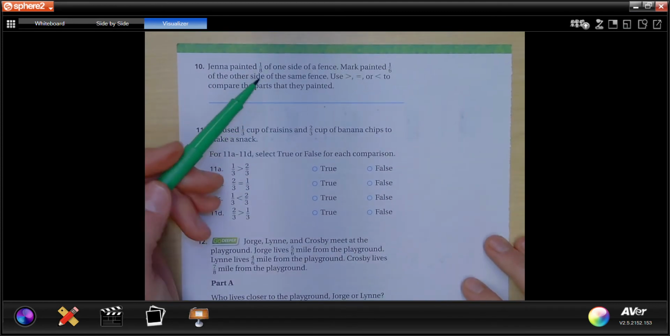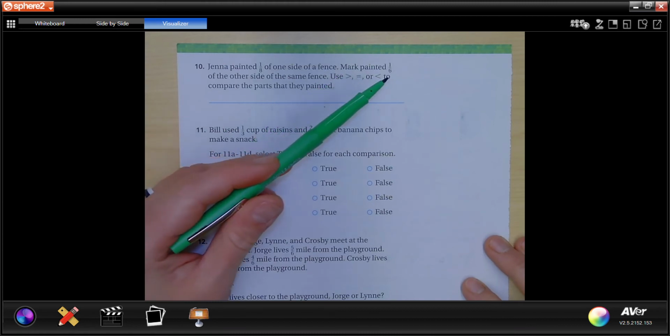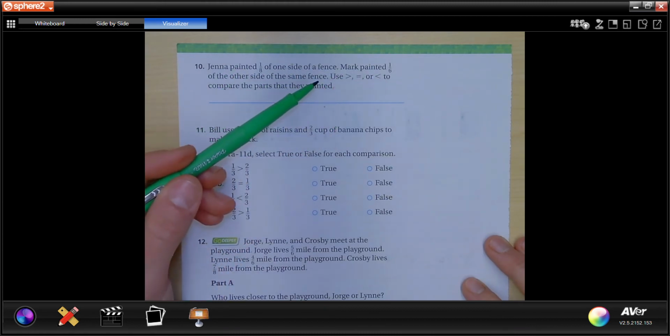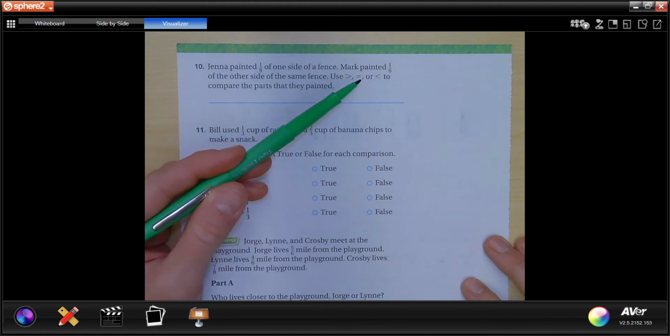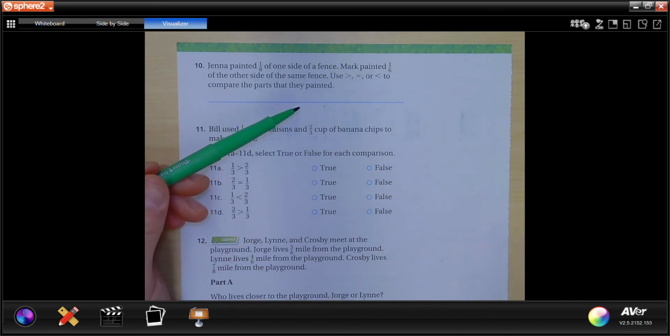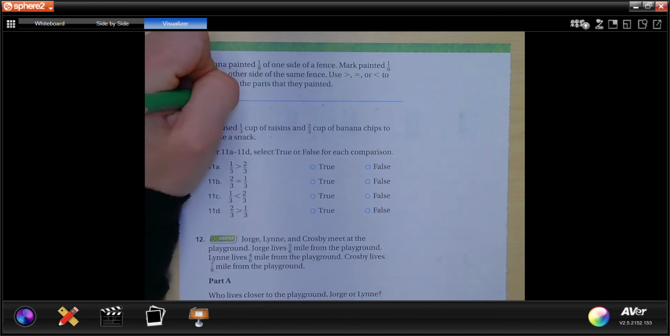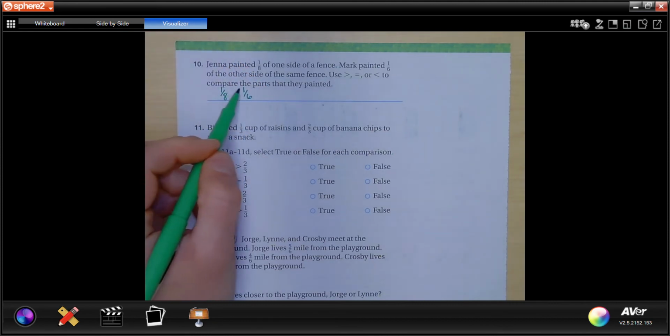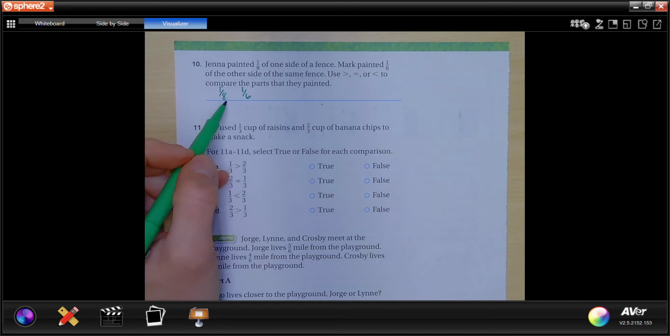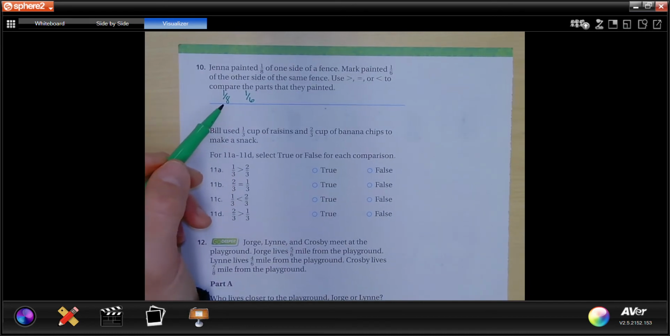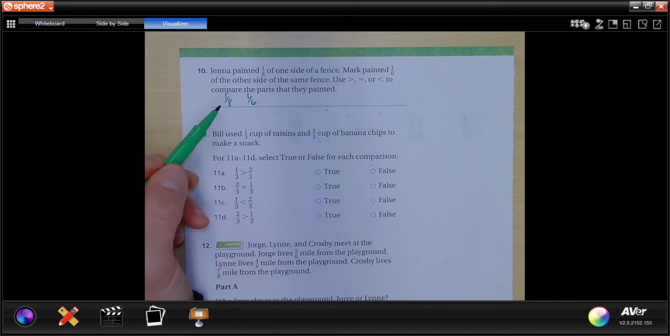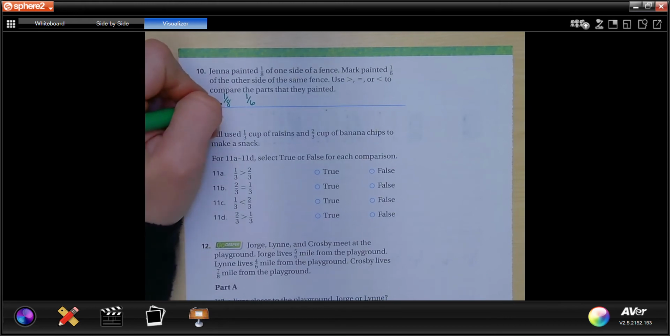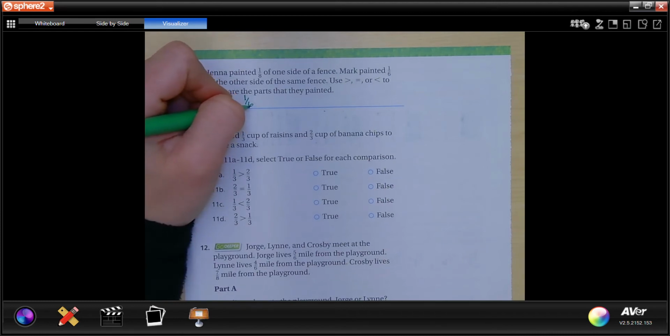Jenna painted 1/8 of one side of a fence. Mark painted 1/6 of the other side of the same fence. Use greater than, equal to, or less than to compare the parts they painted. Well, 1/8 and 1/6 have the same numerator, so now we need to compare the denominators, which means we have to compare the amount of equal parts. If Jenna's fence has more equal parts, that means they have to be smaller than sixths.